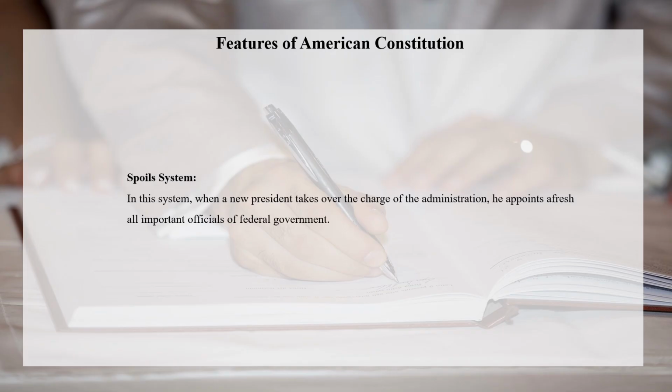11th, spoils system. In this system, when a new president takes over the charge of administration, he appoints afresh all important officials of the federal government, that is, important positions or jobs are distributed among his party members without taking into account the experience or talent of the men appointed.